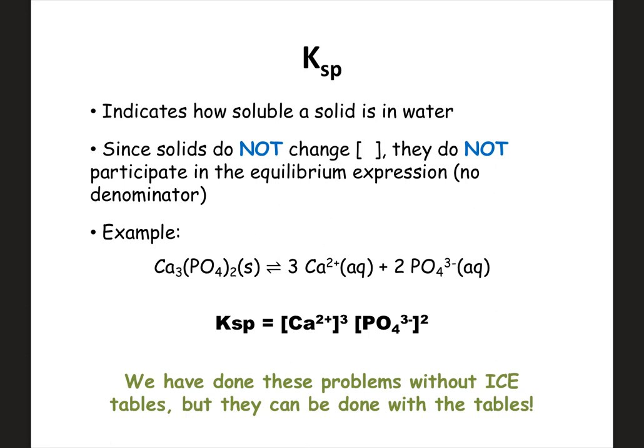And since the equilibrium expressions do not include solids, we have no reactants in these. So we would write this as KSP equals the concentration of Ca2+ cubed times the concentration of PO4 3- squared. Products over reactants, it's just that there are no reactants, and we still have to remember that the coefficients become the exponents for each of the substances here.